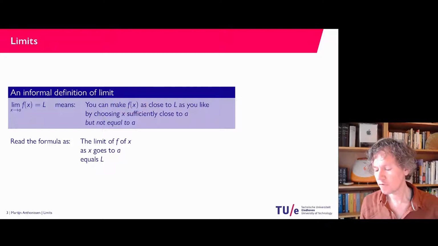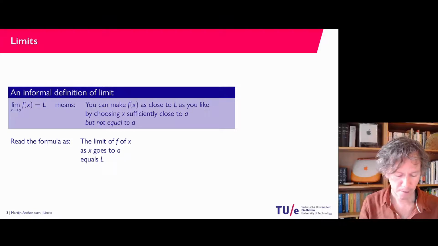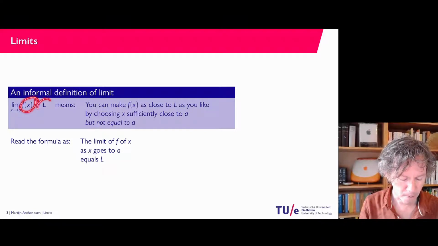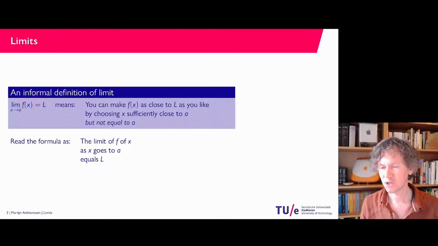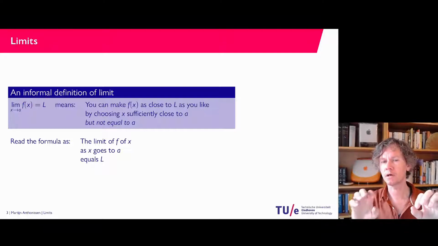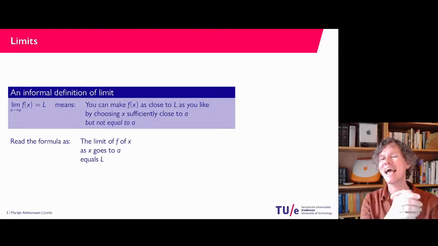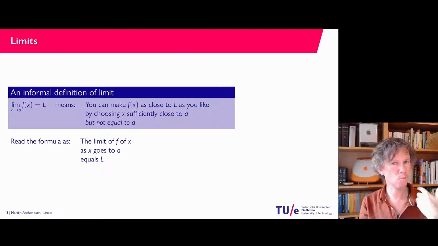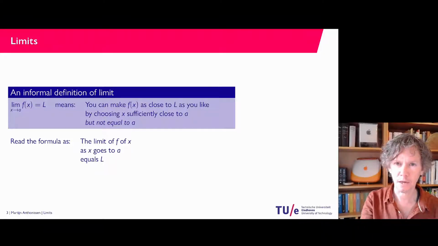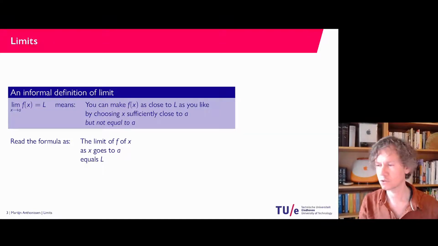So basically, if you want the distance between f(x) and L, so the absolute value of f(x) minus L, you can make that as small as you want. If you want it to be less than 1,000, less than 1 over a million, less than 1 over a billion, you can achieve that if you choose x very close to a, but not equal to a. And the not equal to a is important here.